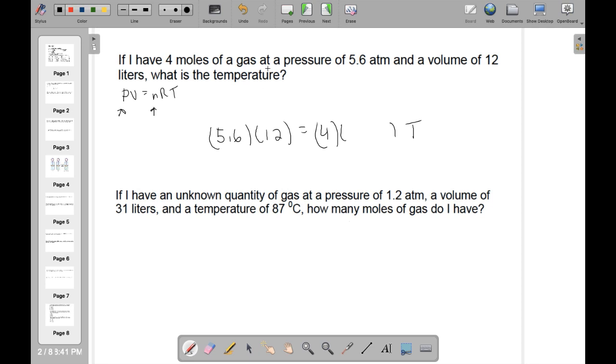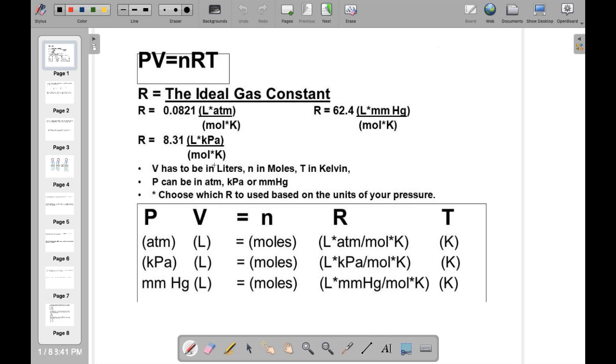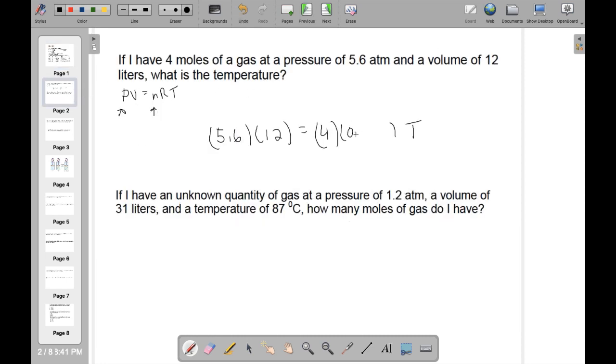Well, if I have moles, atmospheres, liters, I'm going to use 0.0821. This is the most common one, really. Now I have to rearrange the equation. I need to get the T isolated on one side. So basically, if I multiply both sides by 1 over 4 times 0.0821, I would have to do it on this side too. This side's going to cancel, so I'm going to be left with T on this side.